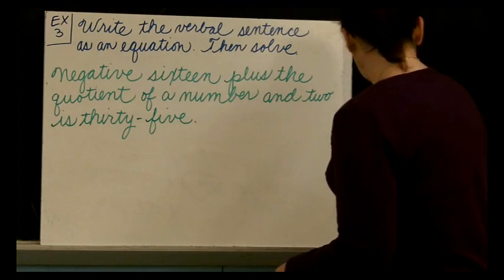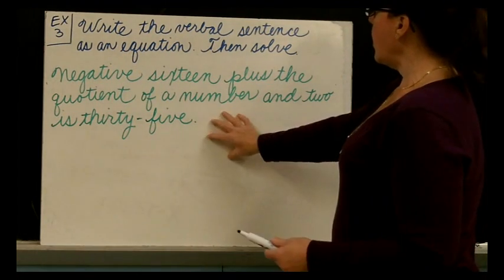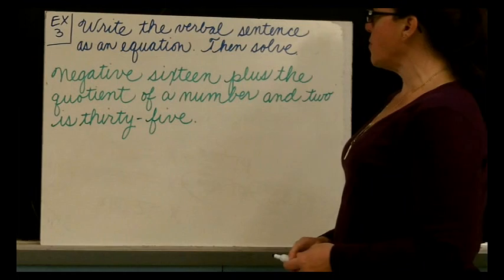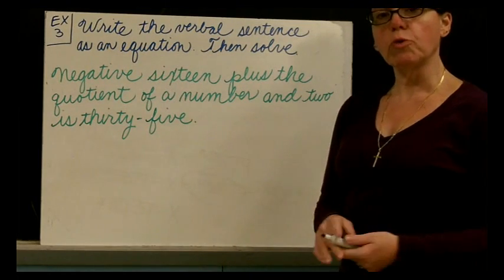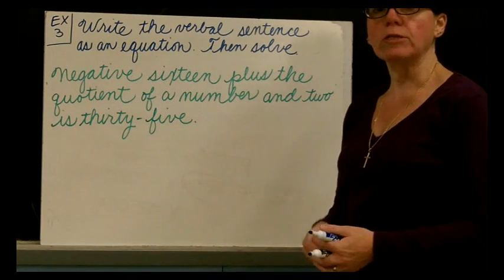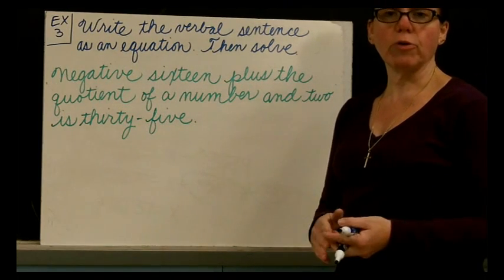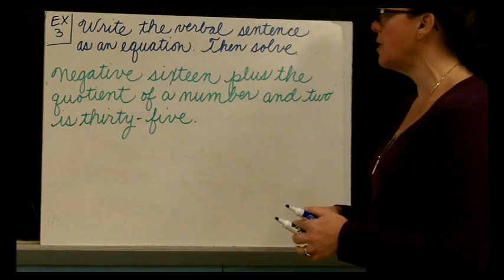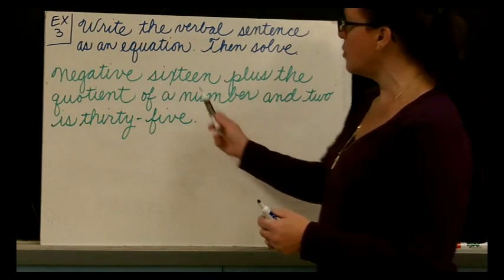Now our third. Here we have a verbal sentence, and you have to write it as an equation. We've done this before with expressions. So there's nothing here that you haven't done yet. We just have to go through the sentence, look for our clue words, and put it all together with the numbers. I'll read it to you.